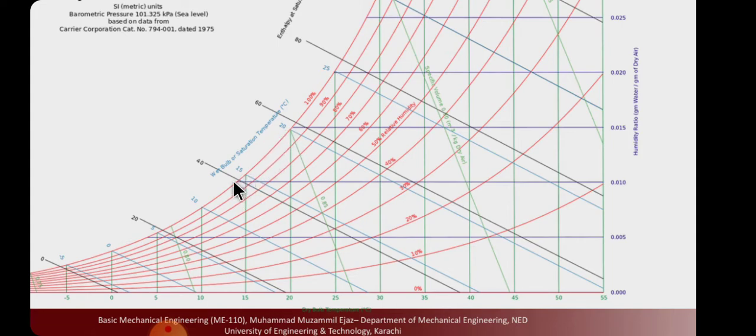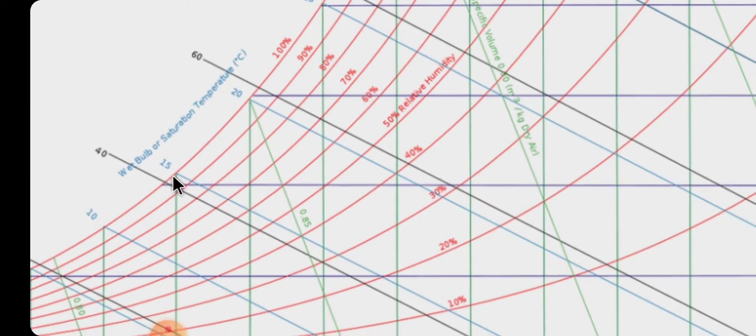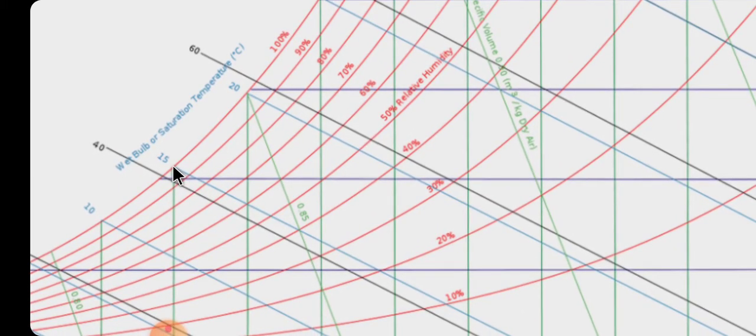So when it reaches the point like 15 degrees centigrade, you can see that even though we require 23 degrees centigrade air, we cool down that air to 15 degrees centigrade. When it reaches 15 degrees centigrade, we then heat that air to gain again 50% humidity.